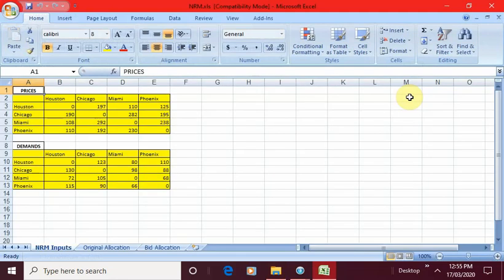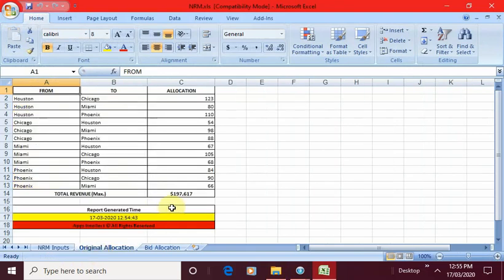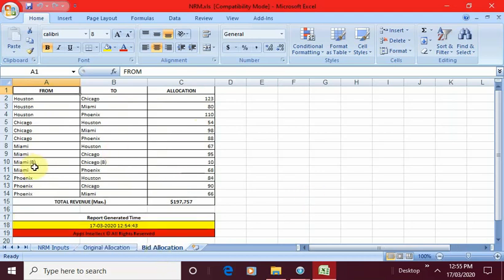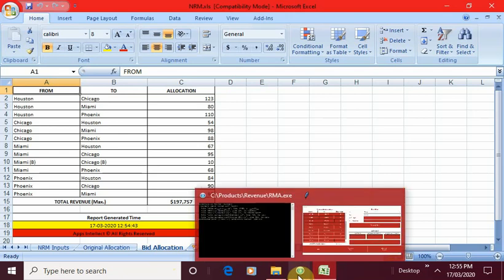Yeah, so this report was there. These were the original inputs. Then the second one we saw is the original allocations, 197,617, the allocations we saw, and this is the bid allocation. This is where Miami is bidding to Chicago, that was 10 seats. Here it was 105, so it has become 95 here and 10 here. And now our revenue has changed to 197,757, that is an increase of $140. And this is the way the bid allocation is done and the report is generated.